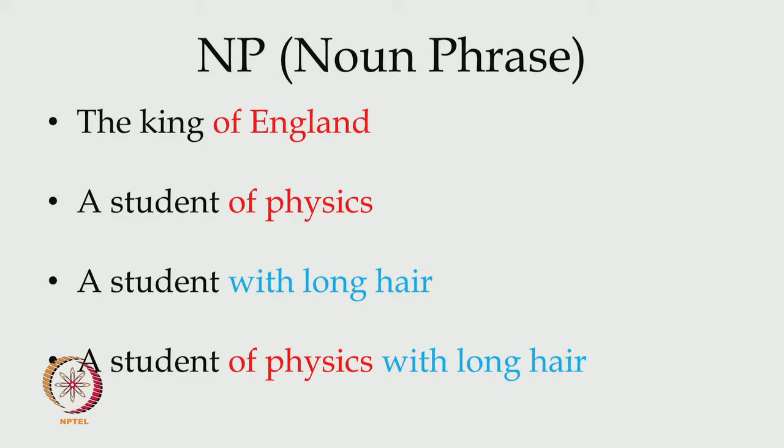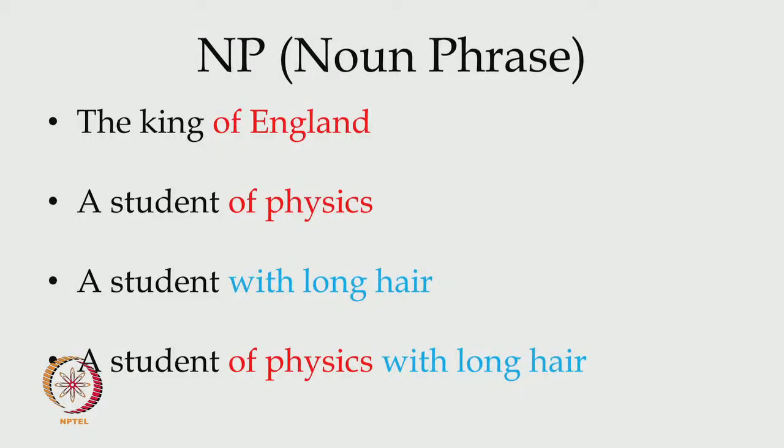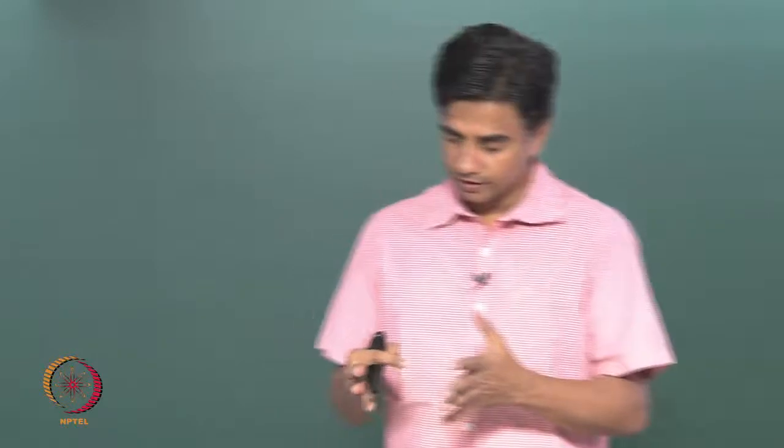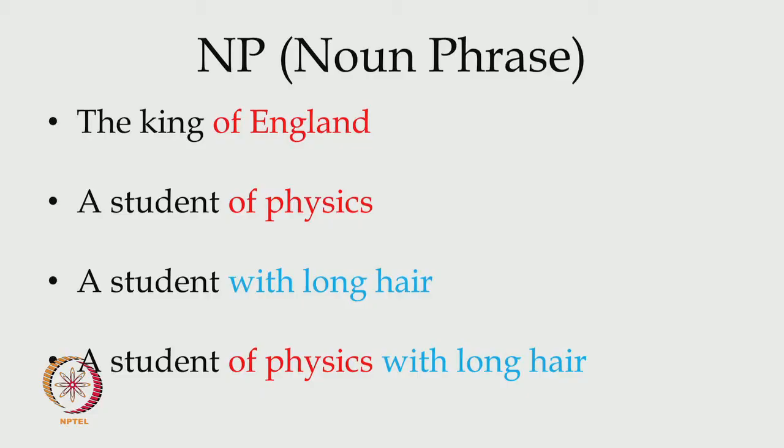Now, I want you to look at a few more phrases. These are all noun phrases, right? King of England, student of physics, student with long hair, a student of physics with long hair. Are they all NPs? You see that? Some of them have complements. What you see in red, they are all supposedly complements of the head N, and what you see in blue, they are adjuncts in the phrase, right?